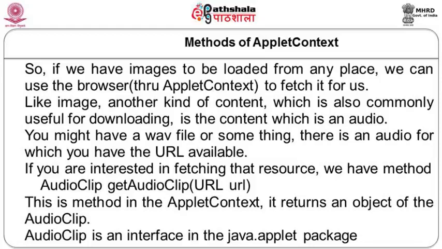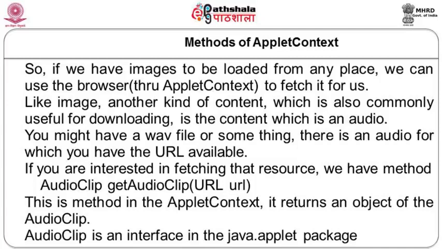Like image, another kind of content which is also commonly useful for downloading is audio content. You might have a WAV file or something available, a URL for that. There's some audio available on the internet as a resource somewhere. And if you're interested in fetching that, we have this method called getAudioClip, again requiring a URL. This is a method in the applet context. It returns an object of AudioClip. Remember, AudioClip is an interface in the java.applet package.